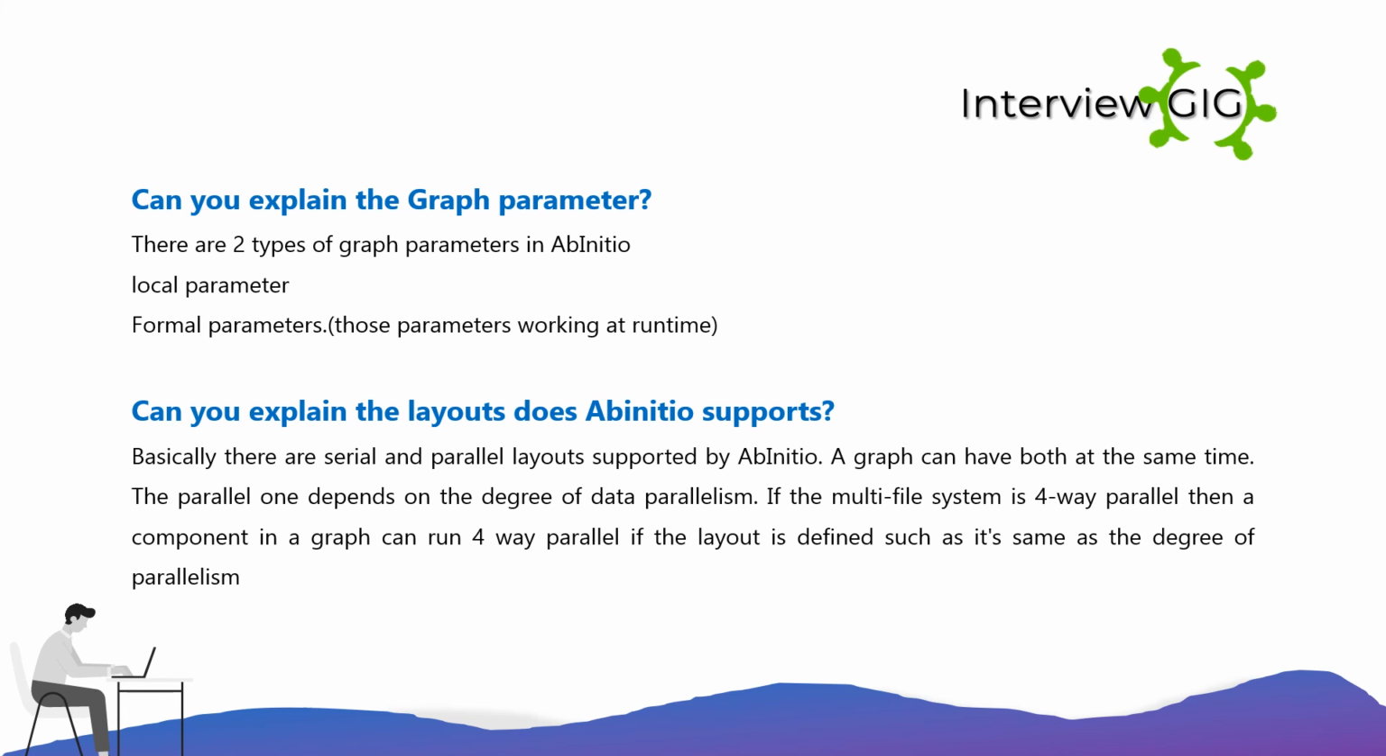Can you explain the graph parameter? There are two types of graph parameters in Ab Initio: local parameters and formal parameters. Those parameters work at runtime.